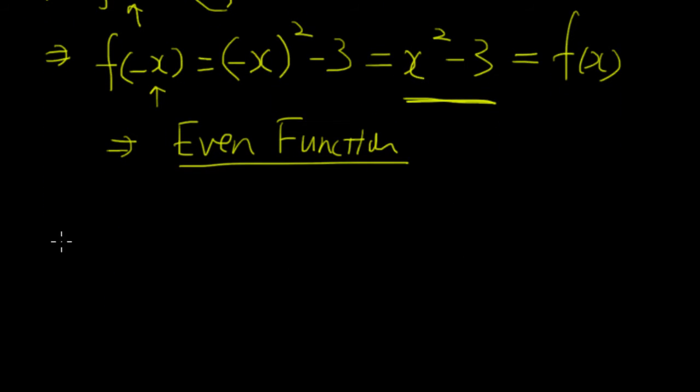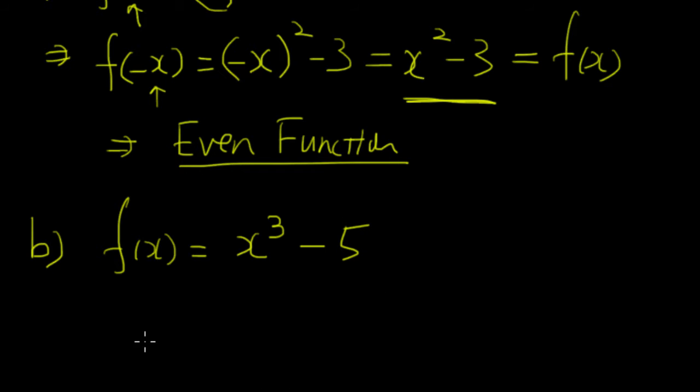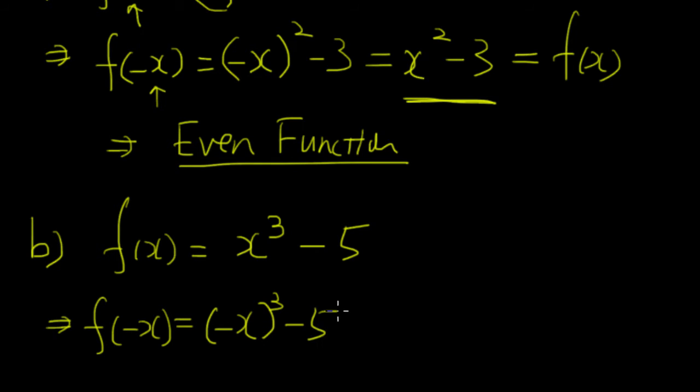Now let's try another example. Let's say f of x equals x to the third minus 5. How about that? Again, I want you to pause it, try it, see if you can do this. Okay, again, first thing that we should check is f of negative x. So I'm replacing this x by negative x, so it'll be negative x to the third, minus 5.